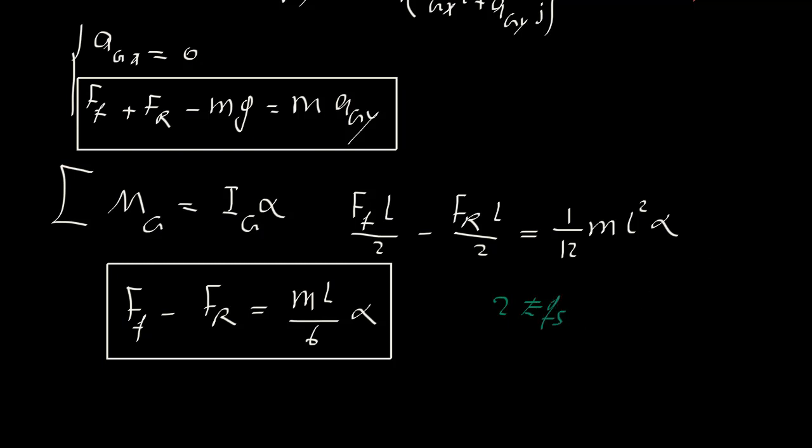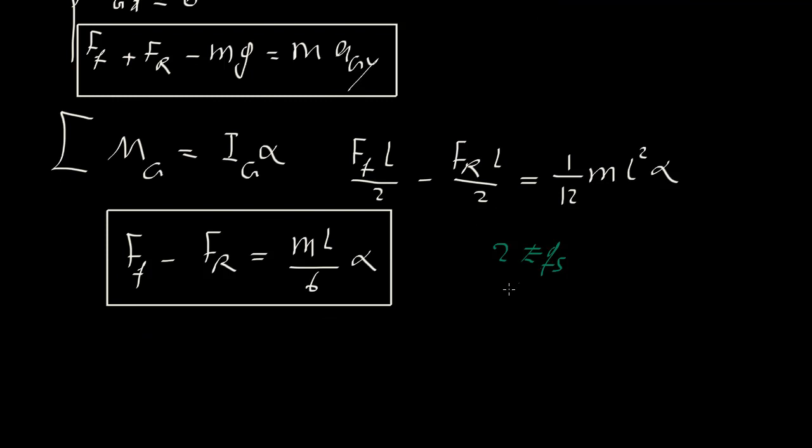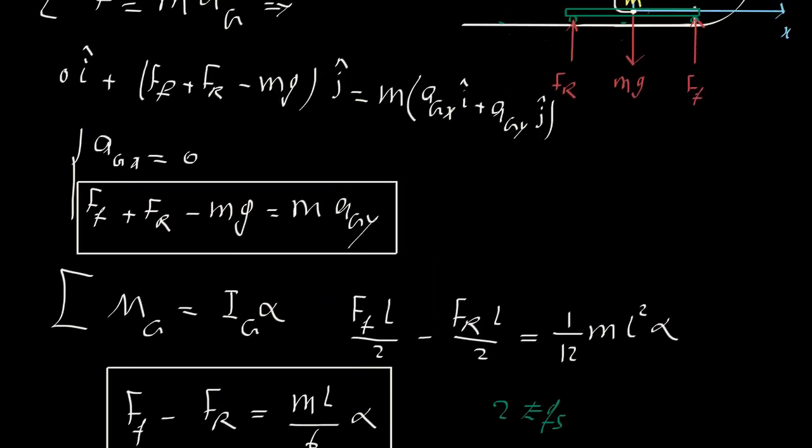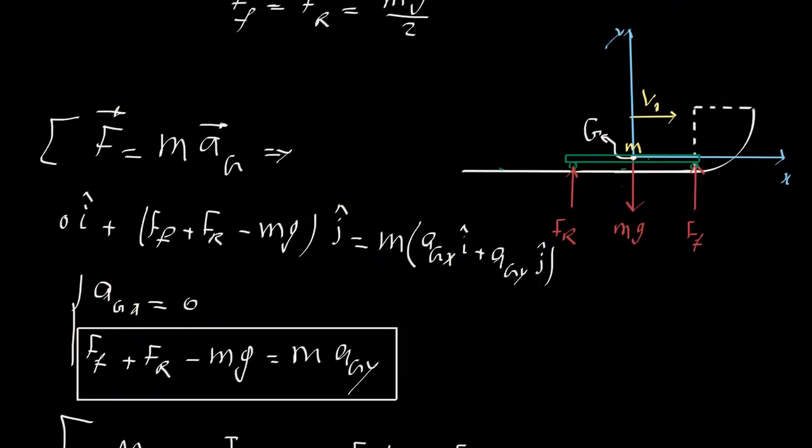And let's count the number of unknowns here. So we have F_f, F_r, a_gy, and also alpha. So we have two equations and 4 unknowns here. And we have to figure out other equations to be able to solve this problem.